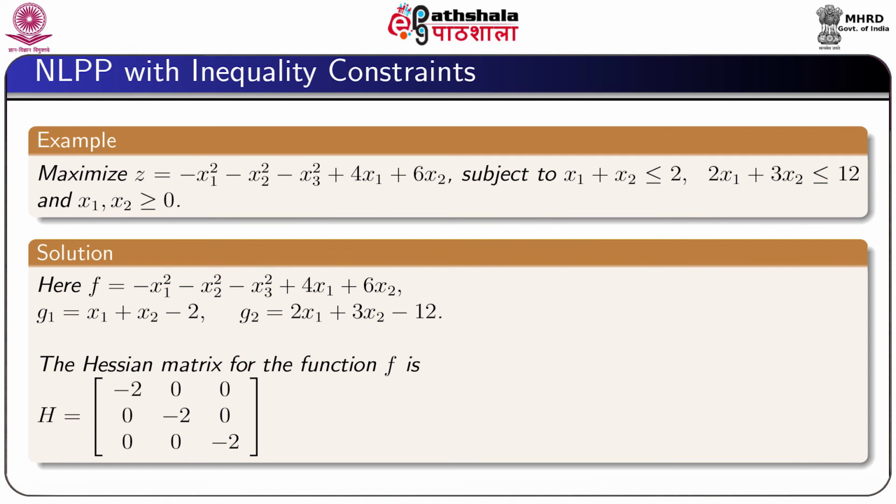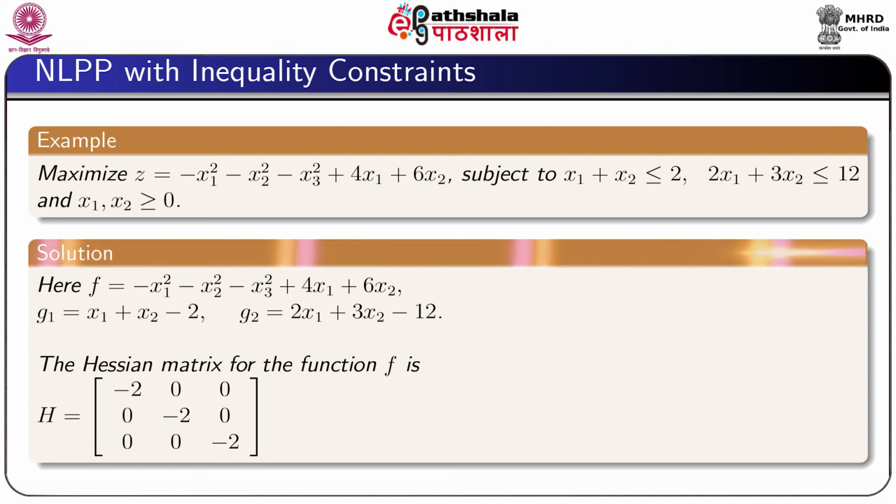Consider this example. Maximize z equal to minus x1 square minus x2 square minus x3 square plus 4x1 plus 6x2, subject to x1 plus x2 less than or equal to 2, 2x1 plus 3x2 less than or equal to 12, and x1, x2 greater than or equal to 0.